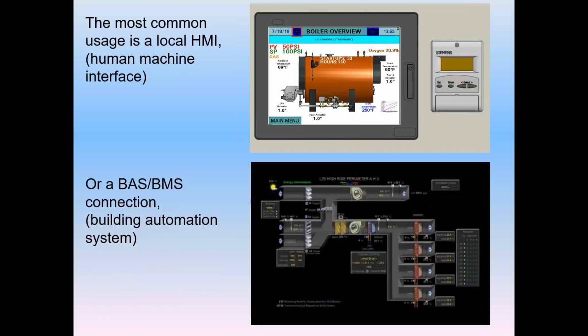The next most common usage of the Modbus is a BAS or a BMS connection, which would be like a building automation system. Again, the AZL is used on the LMV5. The data is collected through the Modbus network and then distributed through various visual screens as developed by the BAS or BMS.